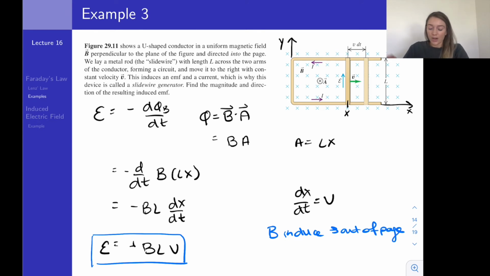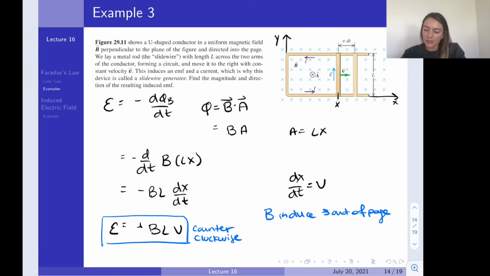And again, I can use the right-hand rule. If I want my magnetic field to be out of the page, I put my thumb out of the page, and then my hand is curling in the counterclockwise direction. So my hand is curling in the counterclockwise direction, which they already drew here. So my EMF is going counterclockwise. Okay, so that's a more tricky example where the area is changing.